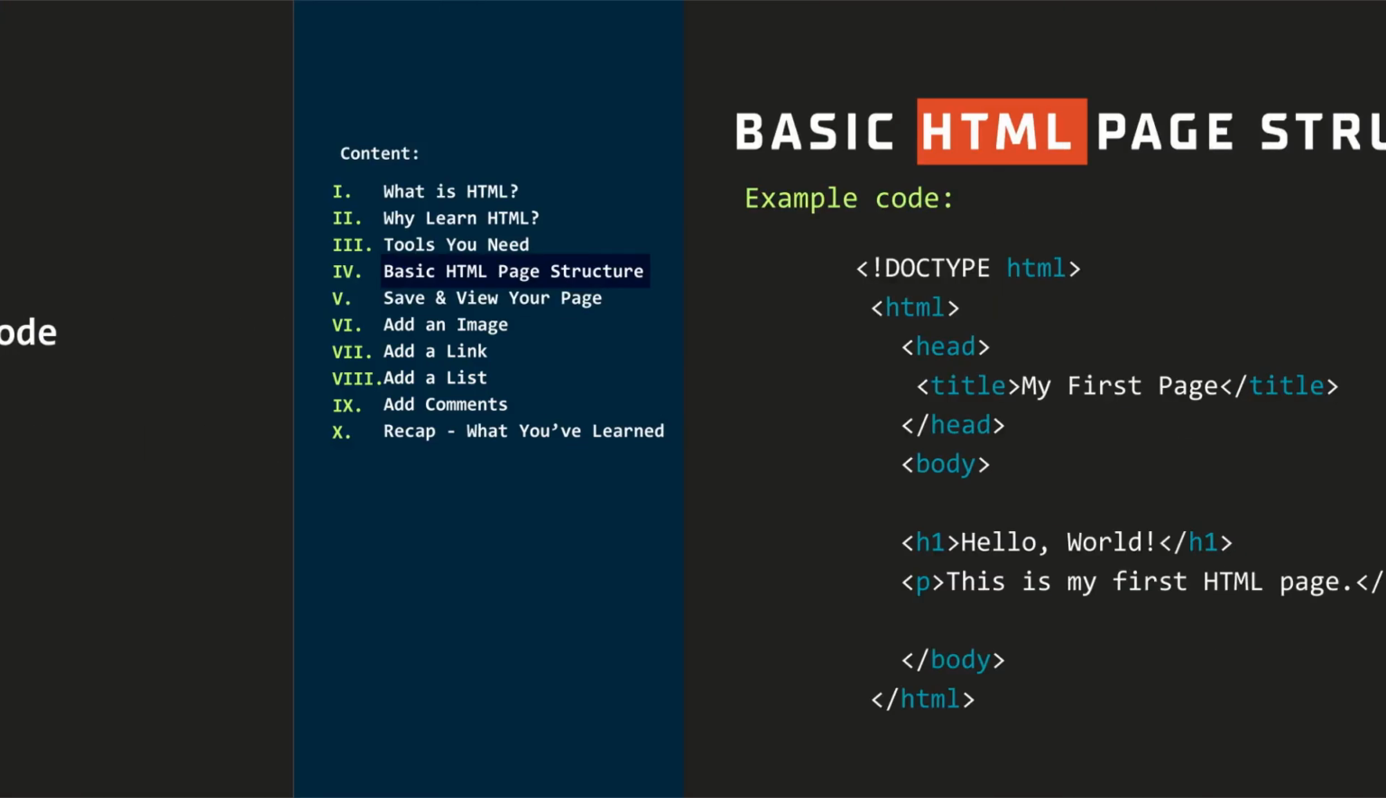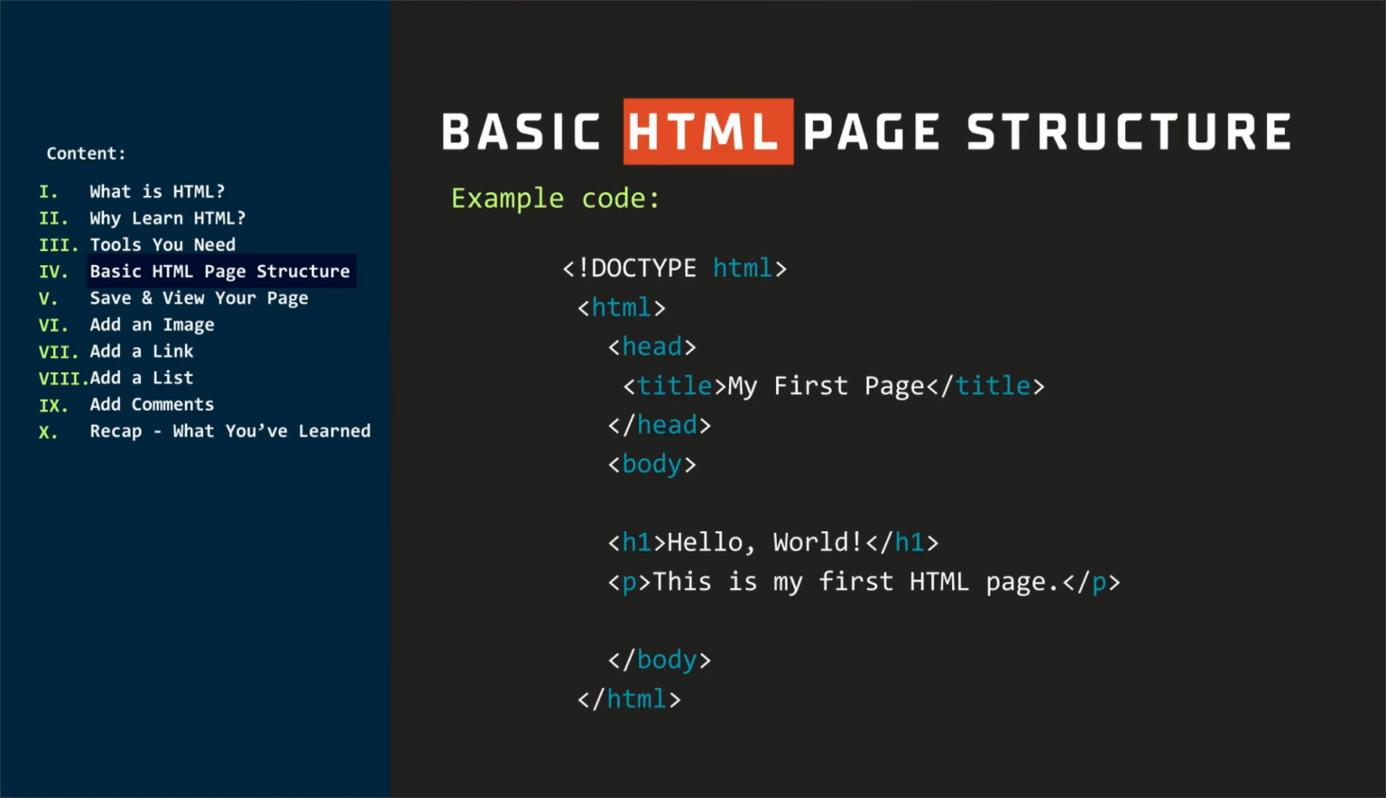Let's move on. Now let's look at the basic structure of an HTML page. Every HTML page has the same structure. Let me show you. Look at the code on your screen. At the top, you see less than symbol, exclamation mark, doctype HTML, greater than symbol. This tells the browser this is an HTML5 document. Next, you have the HTML tag. Everything goes inside this tag.